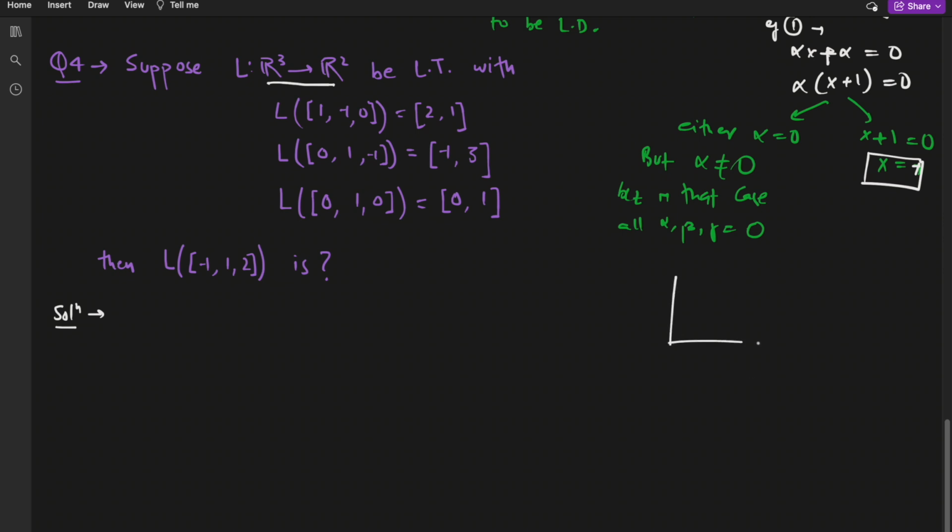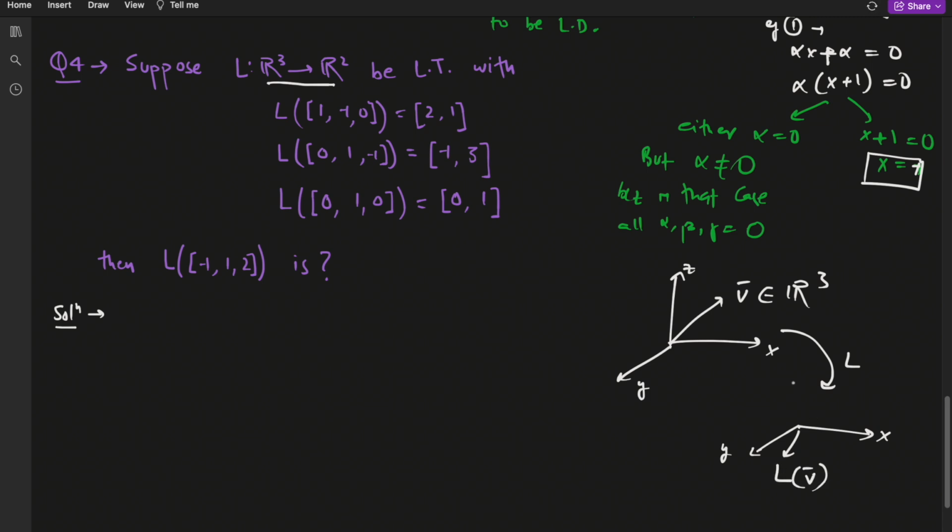So you can think that if you have this R3 space and you have a vector V sitting in R3, this transformation L is knocking them down into R2. After the transformation L, it just gets knocked down to this R2 plane. So this is x, y, z, and this becomes x, y, and this becomes L times V. You apply the L transformation to V, and this belongs to R2. So this transformation L is doing nothing but knocking down the vectors sitting in R3 to R2.